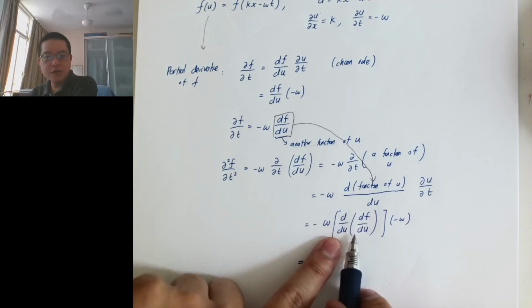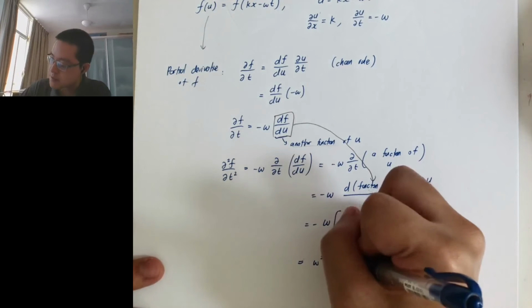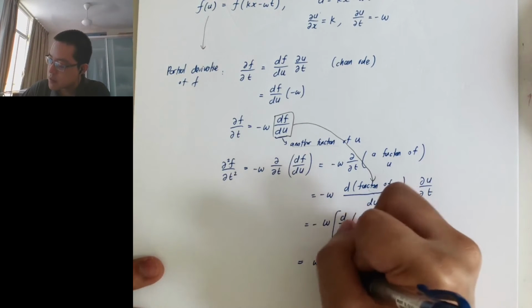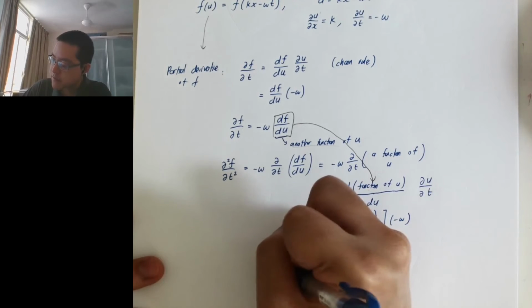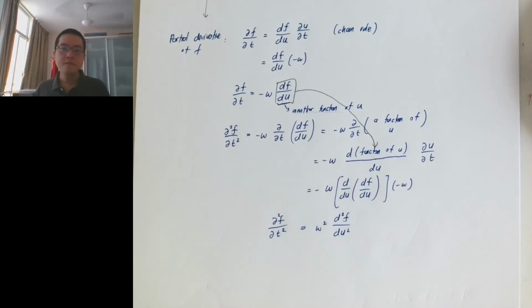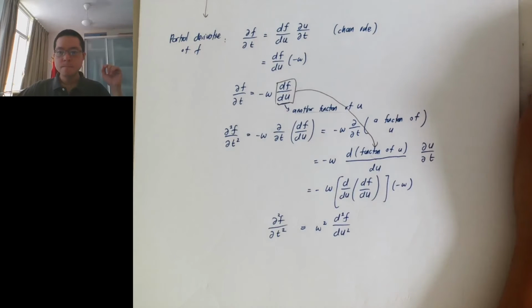Differentiate a function of u again. So this is a second derivative of f with respect to u. So this is the second partial derivative of f with respect to t. Do you agree with this so far? Correct, correct.